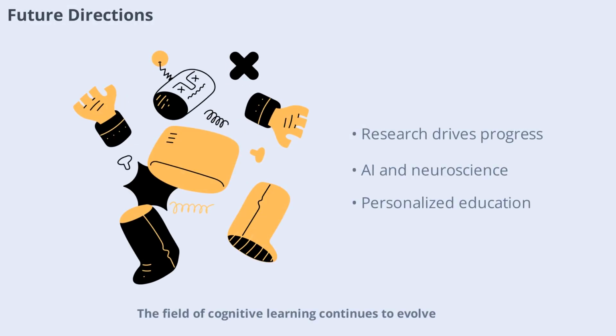The field of cognitive learning continues to evolve, with new research exploring brain plasticity, artificial intelligence, and personalized education. Advances in neuroscience and technology are deepening our understanding of how learning and memory work. As we move forward, integrating cognitive principles with innovative tools will shape the future of education and lifelong learning.